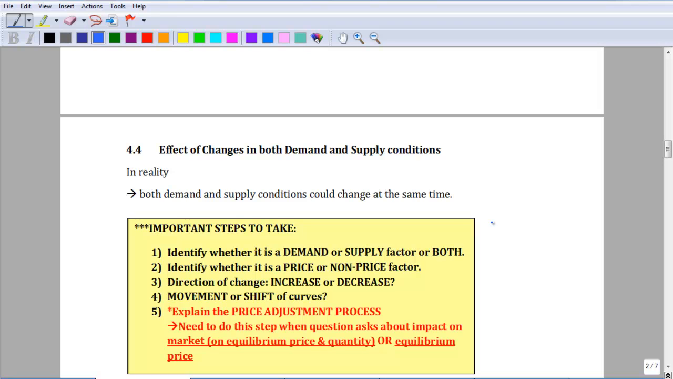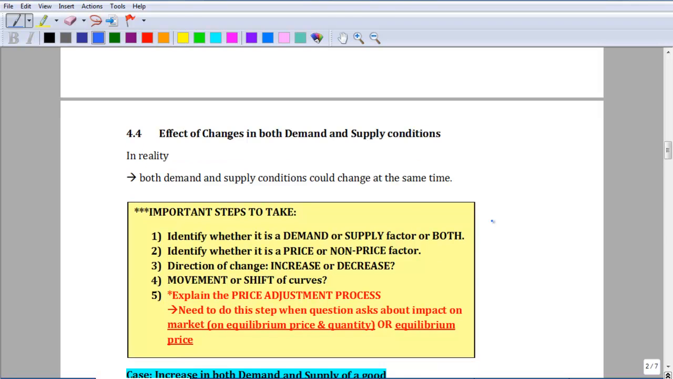Step 3. Identify the direction of change. If it's a non-price factor, then would demand increase or decrease? Or would supply increase or decrease? And therefore, step 4, is that a movement or a shift of the curve? Last step is to explain the price adjustment process, which we have practiced earlier.